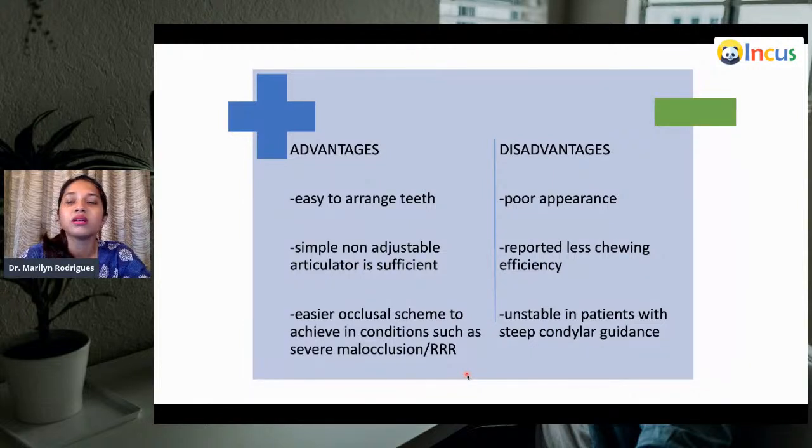Why? Because again, coming back to Thielmann's formula, if there is increased condylar guidance, you have to give an increased occlusal plane or increased compensating curves and higher cusp angles. Okay, so that's why we cannot give 0 degrees. It will be very difficult.